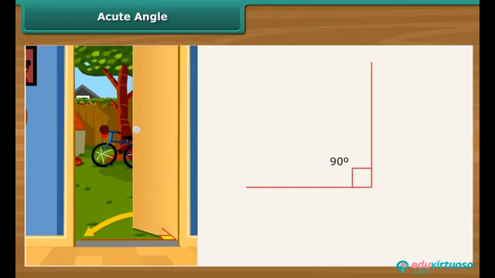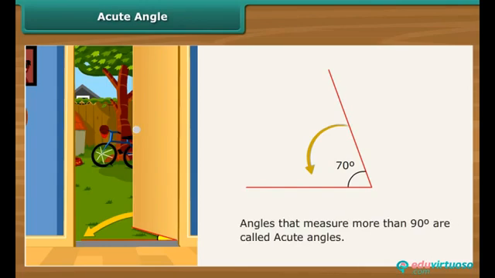Acute angle. Look at this picture of an open door. Can you identify the angle that it makes with the ground? Yes, 90 degrees. Now shut the door slowly. Can you identify the angle that it now makes with the ground? You're right, less than 90 degrees. Angles that measure less than 90 degrees are called acute angles.